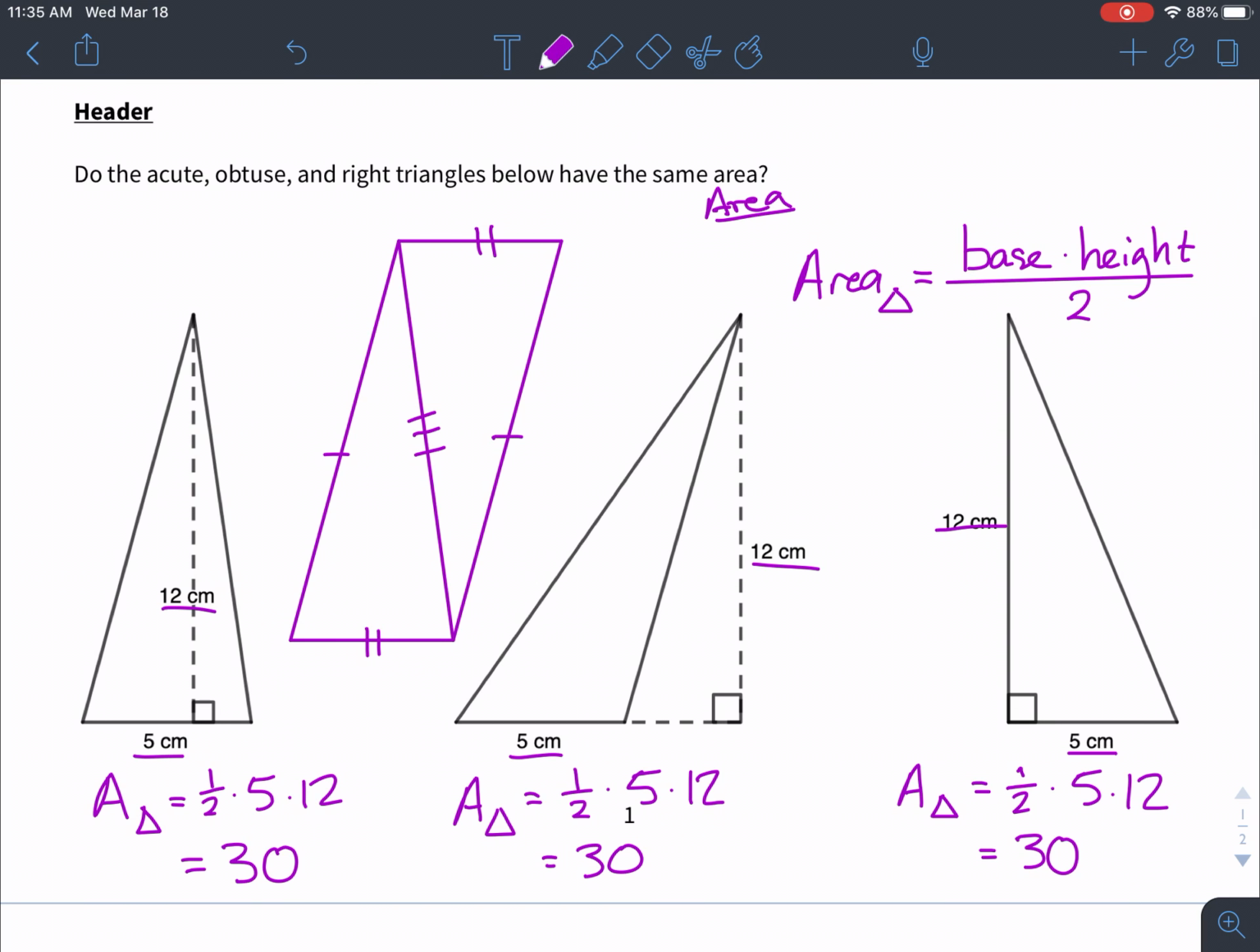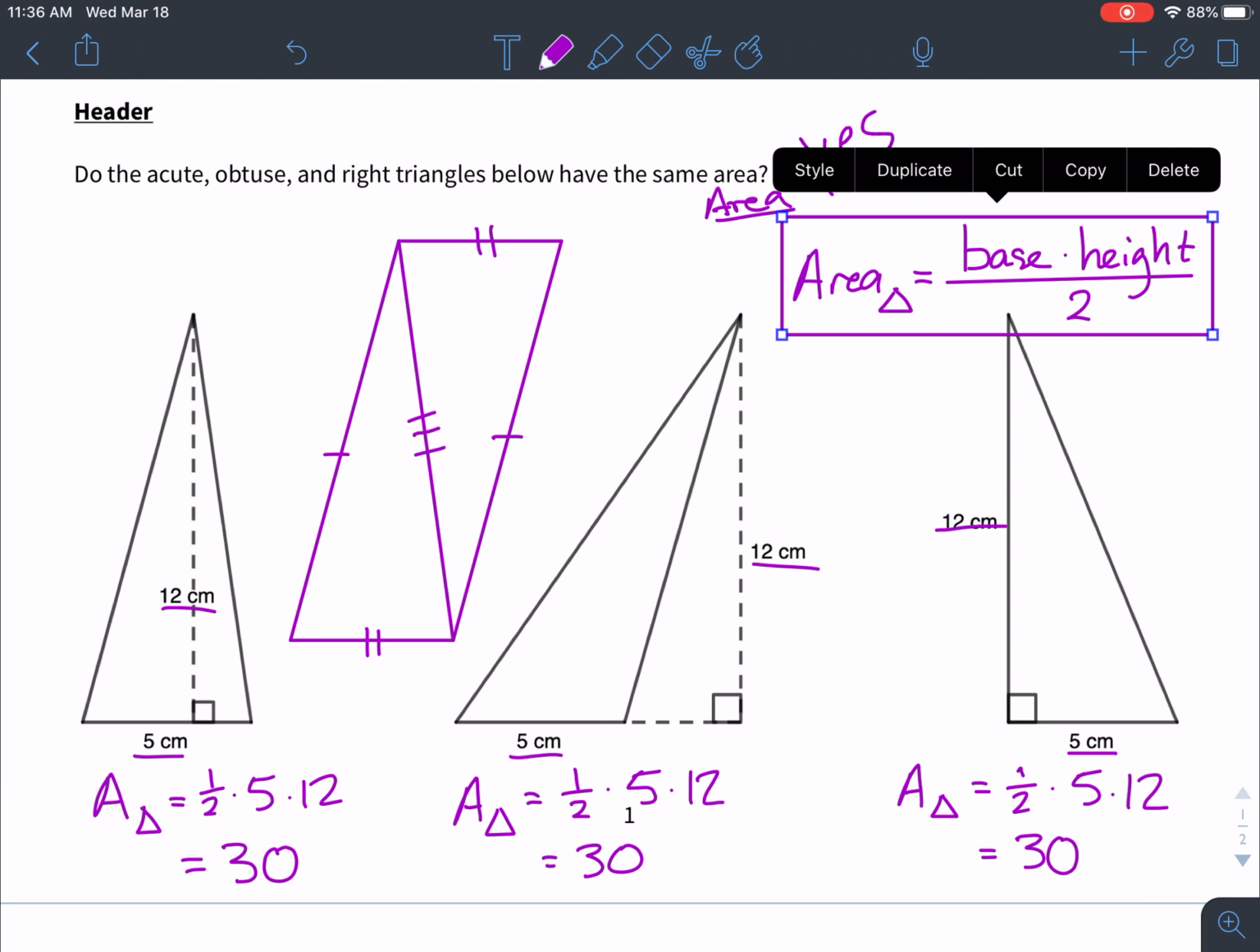So to answer the question, yes, they do have the same area, and that is because they are triangles, and the area of a triangle follows this formula. Base times height over 2.